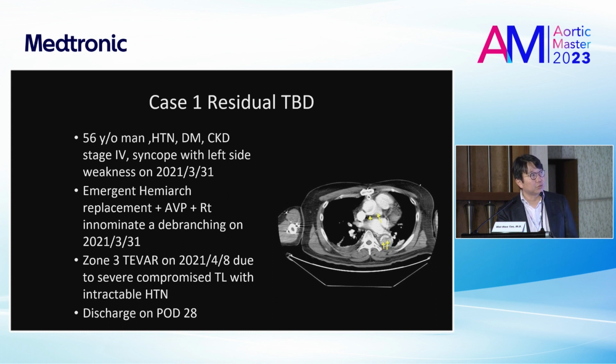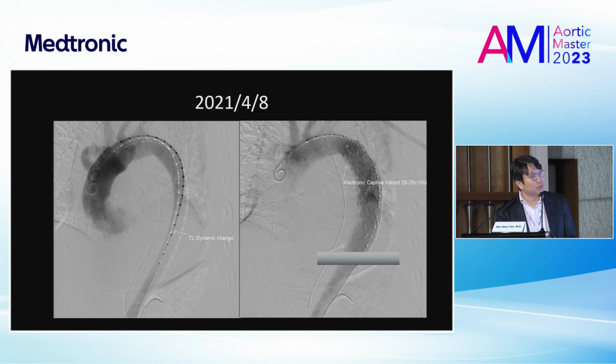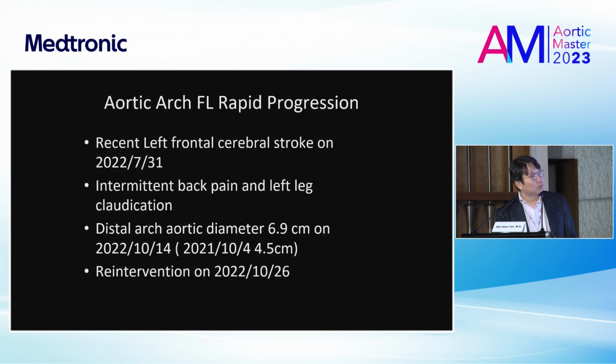So in the same procedures, you can see here that the patient has a significant compressed true lumen and intractable hypertension. So we put a stent to ease the problem. One year later, the patient suffered from an episode of frontal cerebral stroke, and also has some malperfusion symptoms. So we looked back at the CT scan for this patient, and found that eventually the patient had distal arch growth to 6.9 centimeters.